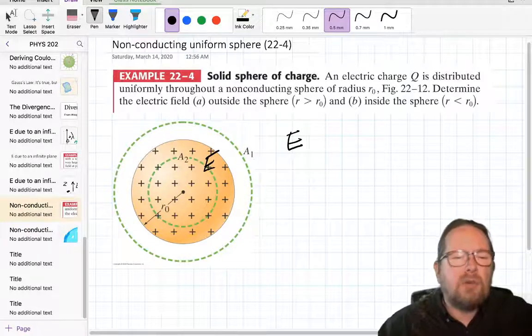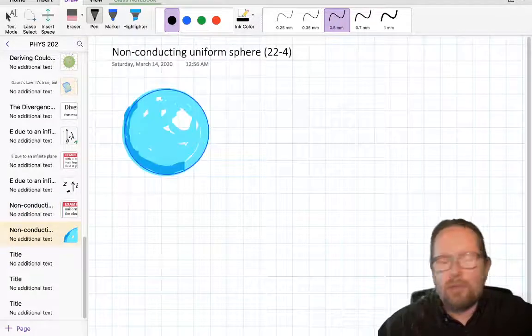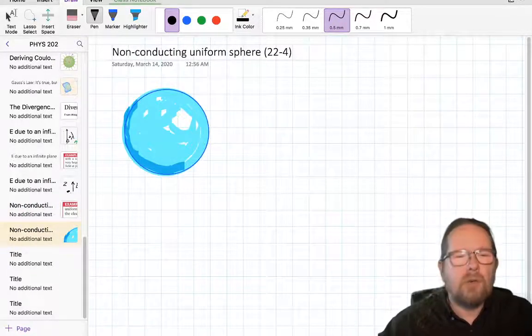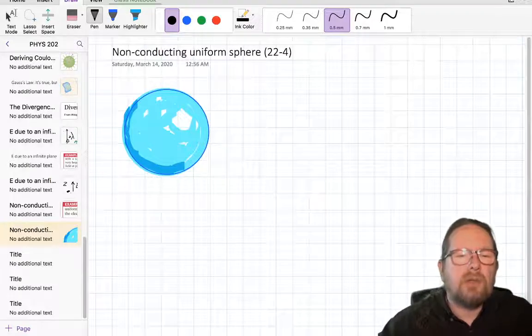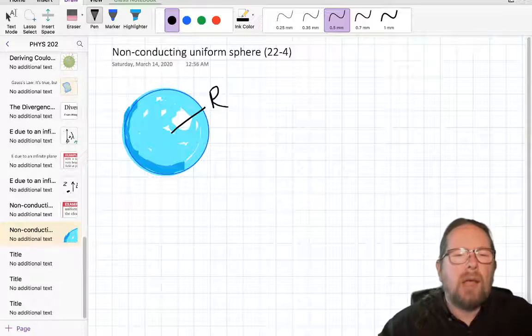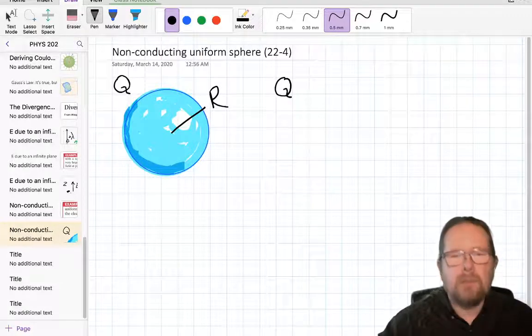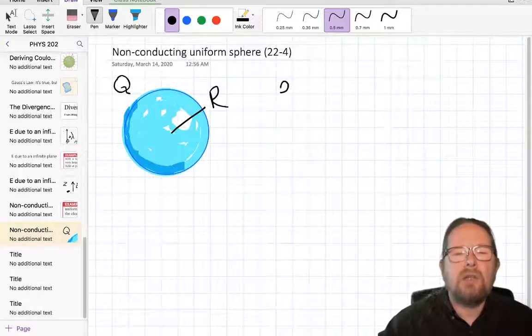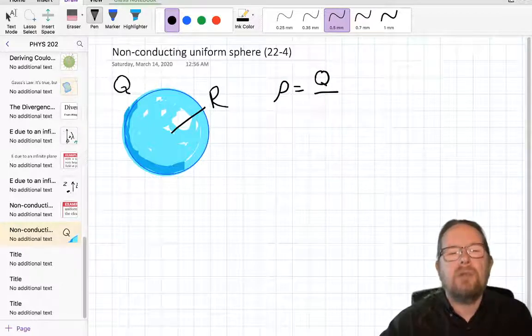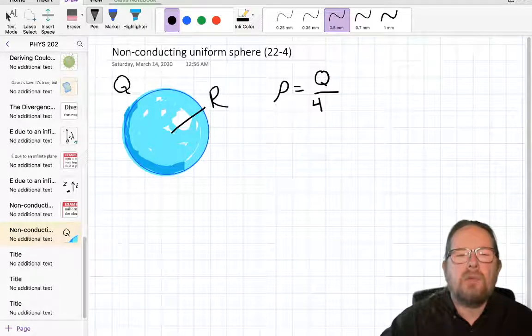Again, I'm going to change the notation that your book uses a little bit, just because it's so hard for me to write subscripts and things clearly on this tablet. I'm going to call the radius of the sphere capital R, and the charge of that sphere is capital Q. And we know that the charge density rho is going to be the charge per unit volume of that sphere, which is the charge divided by the volume of the sphere, which is 4/3 pi R cubed.